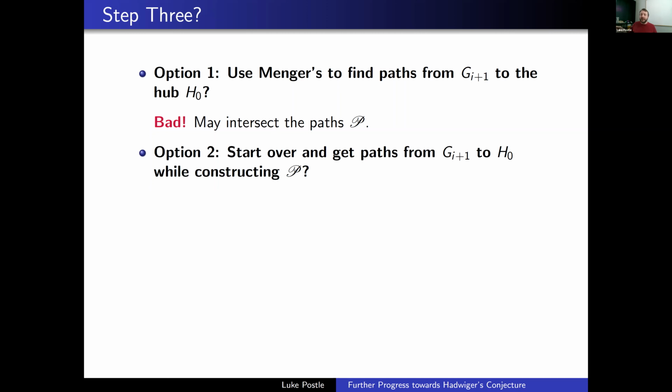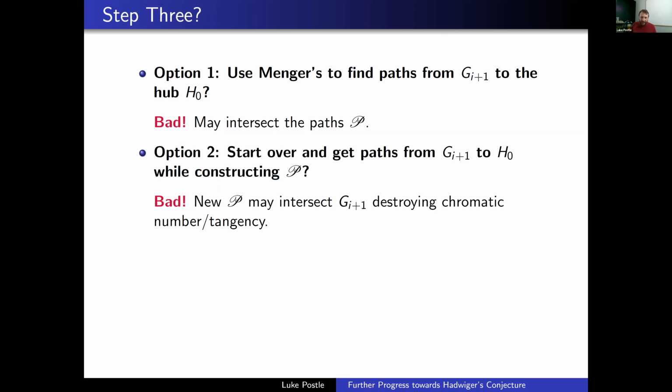Now that I know where the future is, this GI+1, I'll construct paths from the hub to GI+1 while also doing those paths to the squares. And that actually also doesn't work, because if you start over, things can go wrong. You may intersect your GI+1. You may end up using the future and destroying it and losing its chromatic number. So all that is bad. You know where the future is, but you can't find the paths and you can't start over.